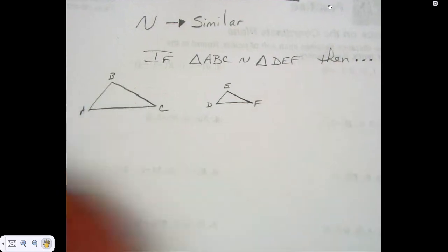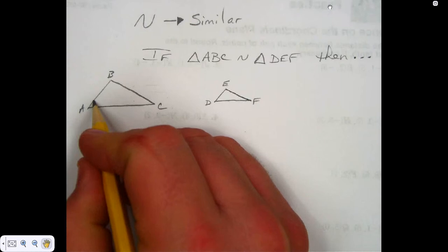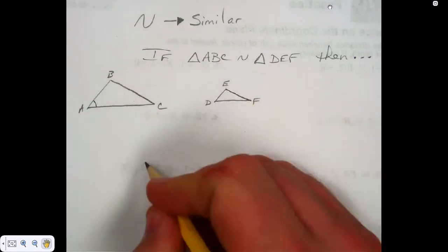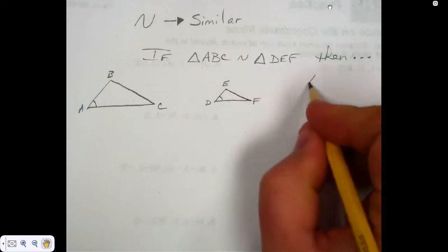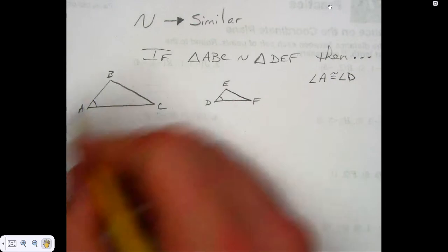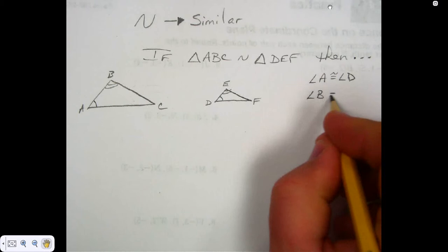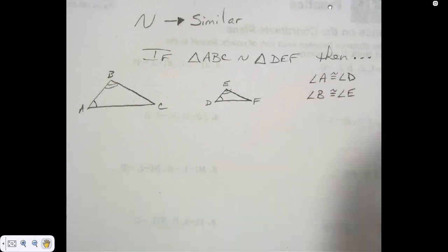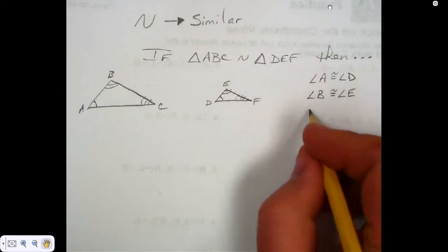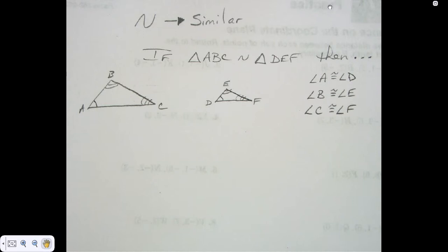What do we know about the angles? If they're similar, they're congruent. So angle A would be congruent to what? Angle D. Angle A is congruent to angle D. What else? Angle B is congruent to angle E. What else? Angle C is congruent to angle F. Everybody okay with that so far?